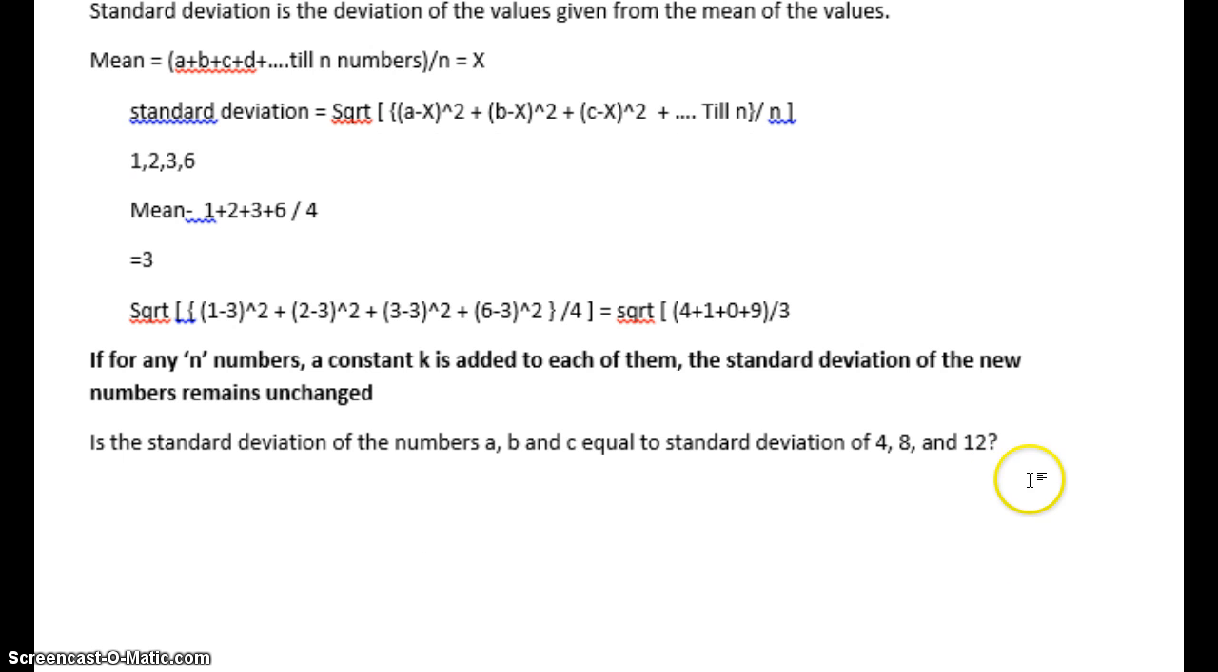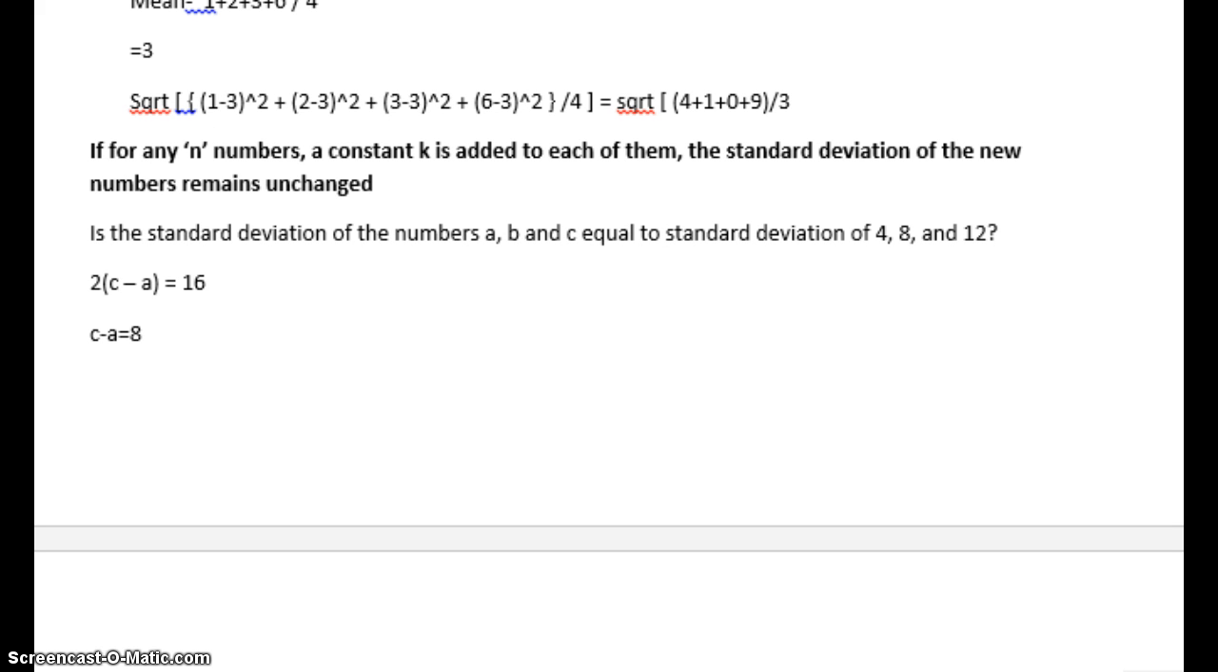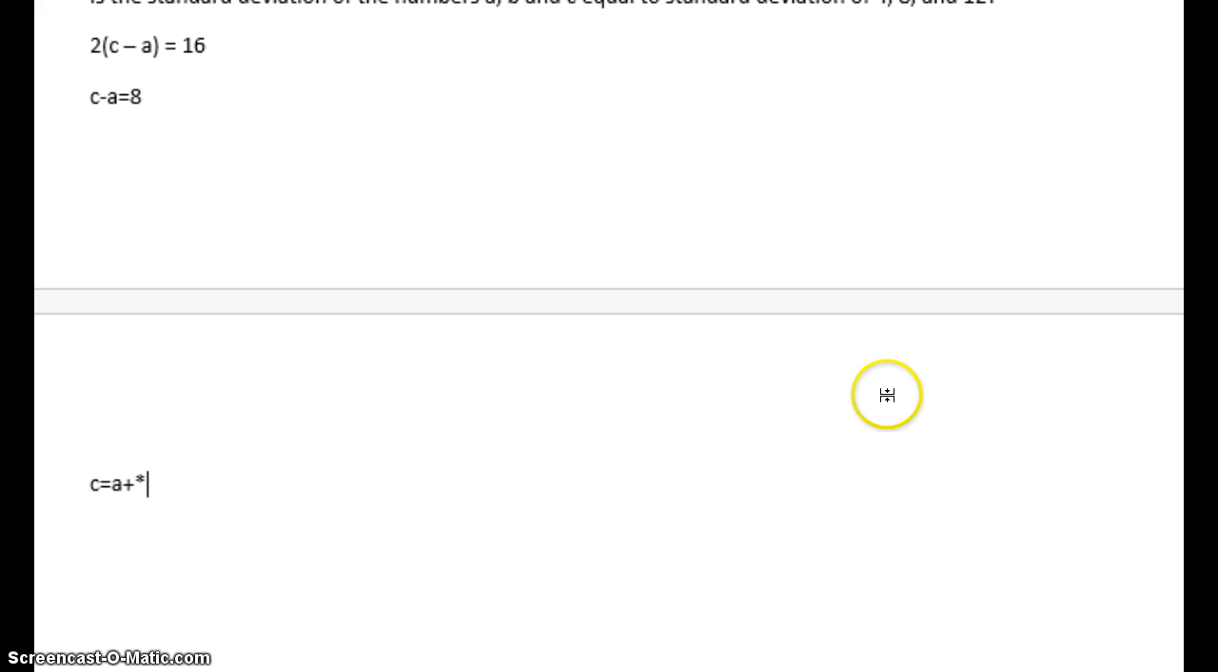Okay, is the standard deviation of the numbers a, b and c equal to the standard deviation of 4, 8 and 12? Let us consider the first statement. It says 2 times of c minus a is equal to 16, which tells us that c minus a would be equal to 8, which implies that c would be equal to a plus 8. Right, correct? Great. Now this statement tells us nothing about b. So this statement is naturally by itself insufficient to answer the question.